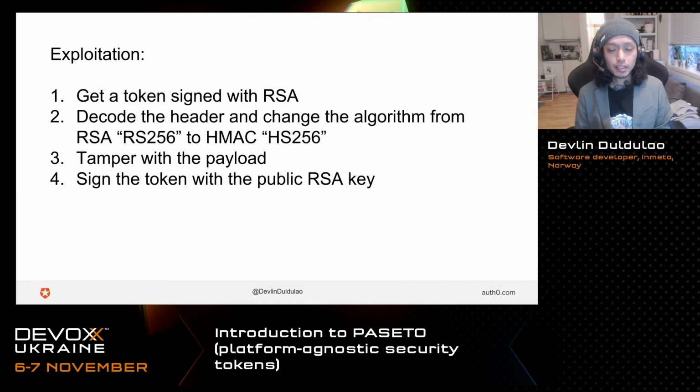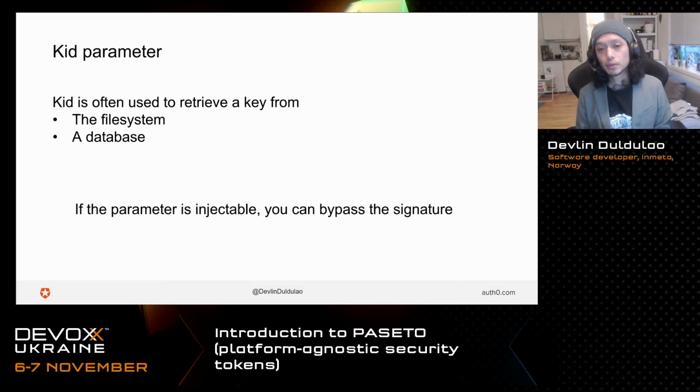Another vulnerability is the KID parameter. KID is an optional header claim which holds a key identifier, particularly useful when you have multiple keys to sign the tokens and you need to look up the right one to verify the signature. This is done prior to the verification of the signature.